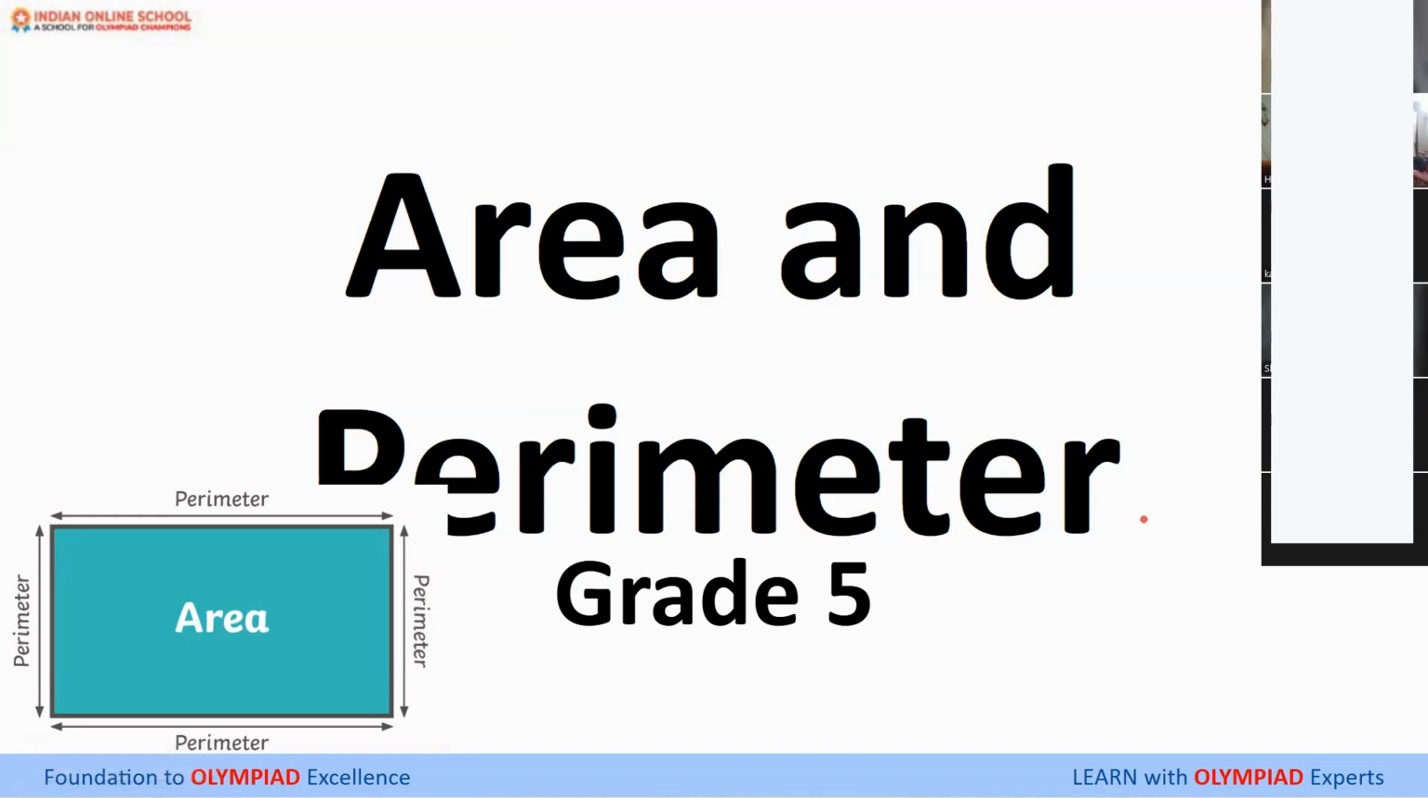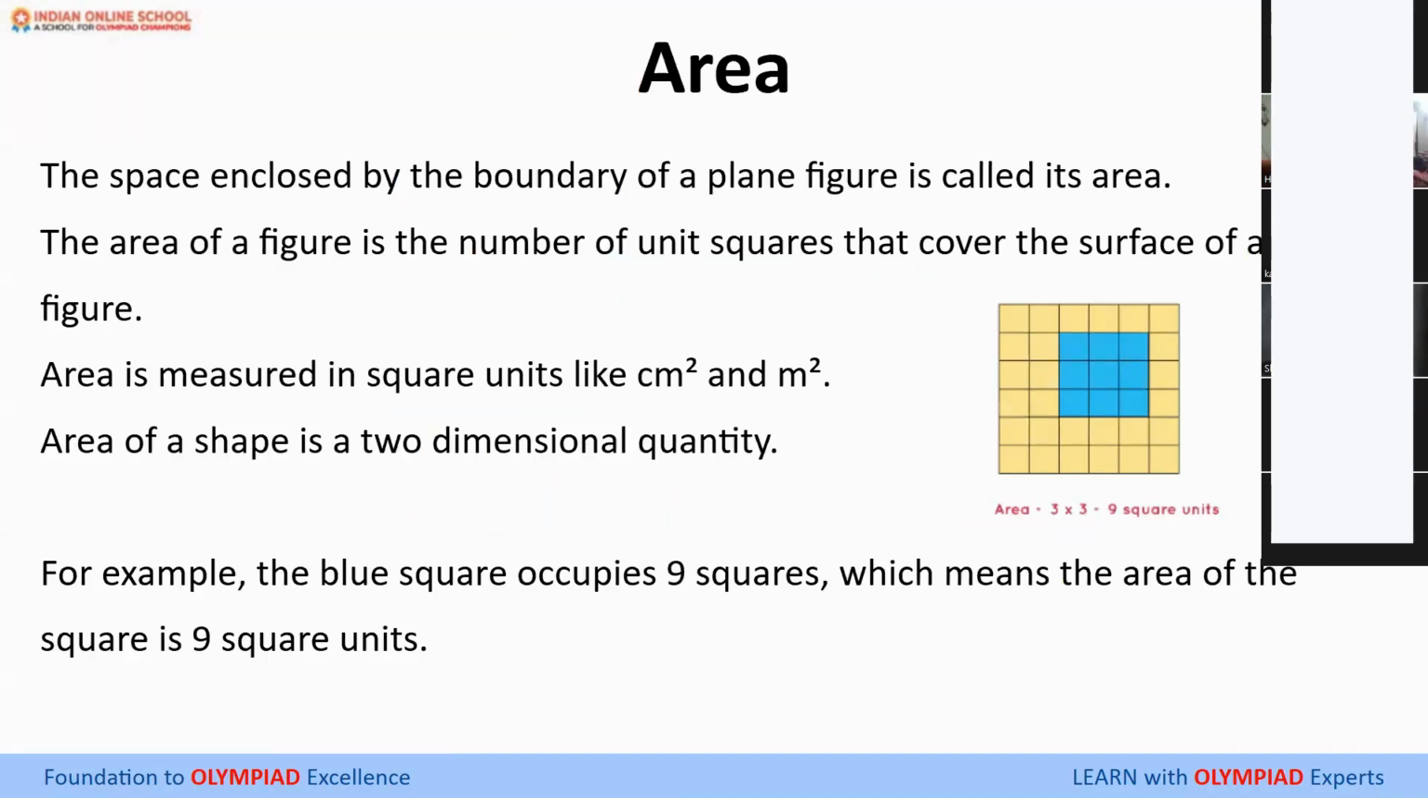Got it, everyone? Yes or no? Yes, ma'am. Okay. So today I'll teach you what area and perimeter is, how they differ from each other. Got it? Okay, moving ahead. Area. What's area? Space occupied. Space occupied by anything.